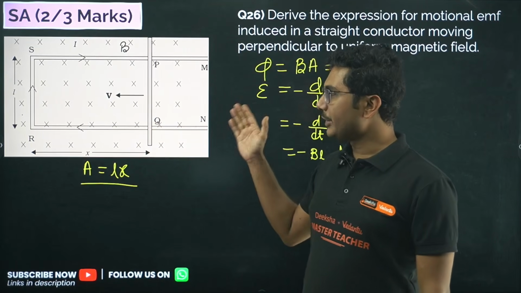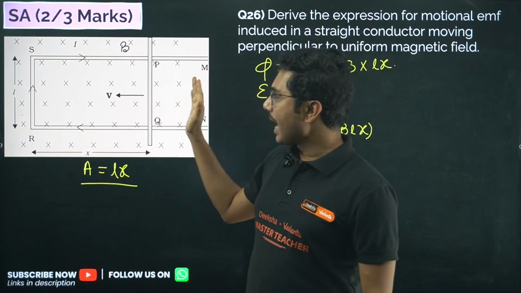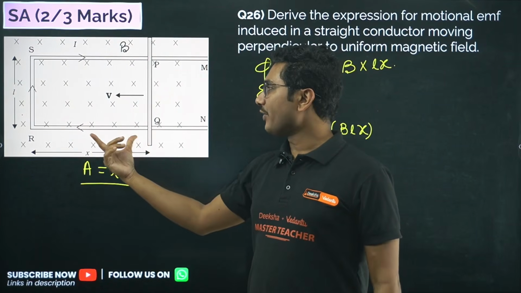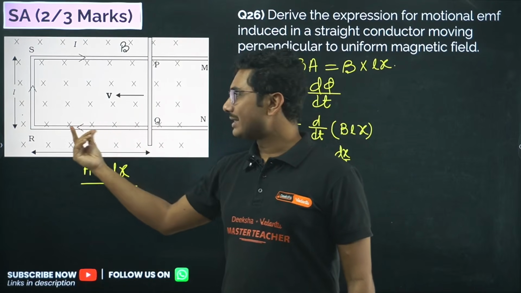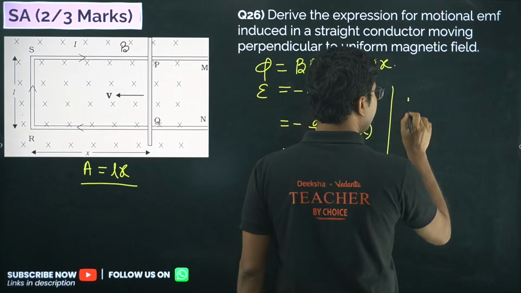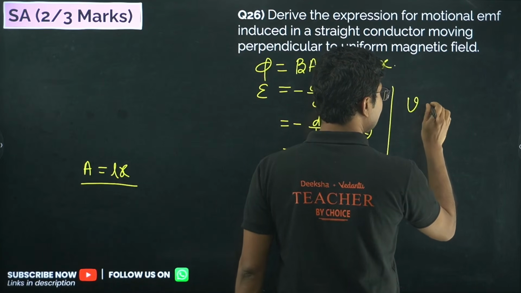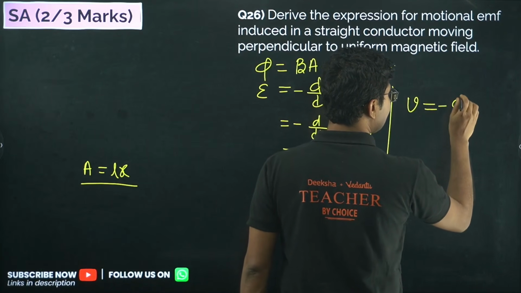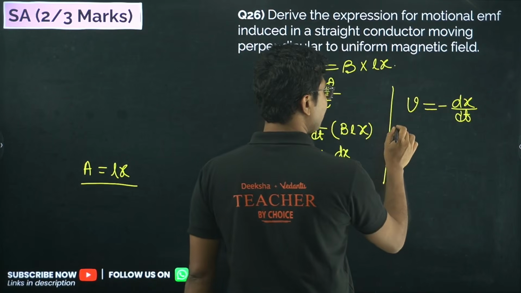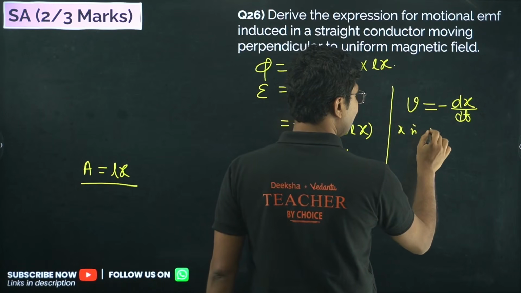Now what is happening is that x is decreasing. As the rod is moving in this direction, the value of x is decreasing. That means the velocity of the rod can be written as minus dx by dt. Why minus? Because x is decreasing. You can mention that x is decreasing.